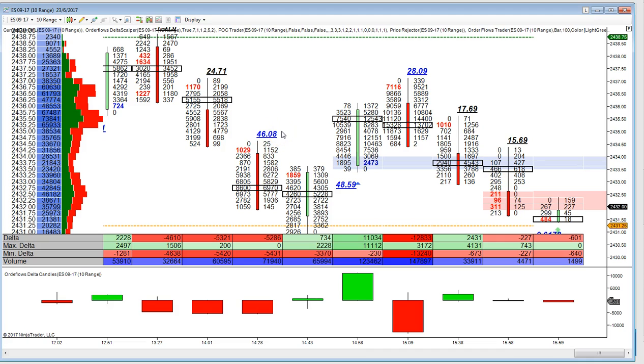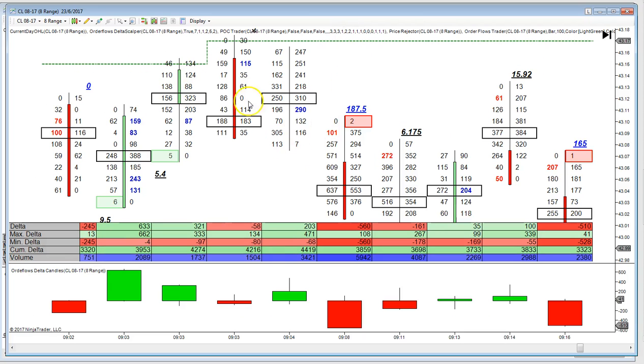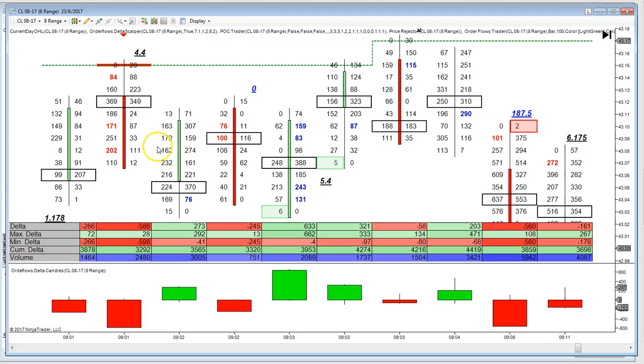But again, that would be more refining it. 50 is my general setting that I use for most markets. Crude, for example. There's my crude chart. Crude here. So again, I just want to see imbalances above 50.